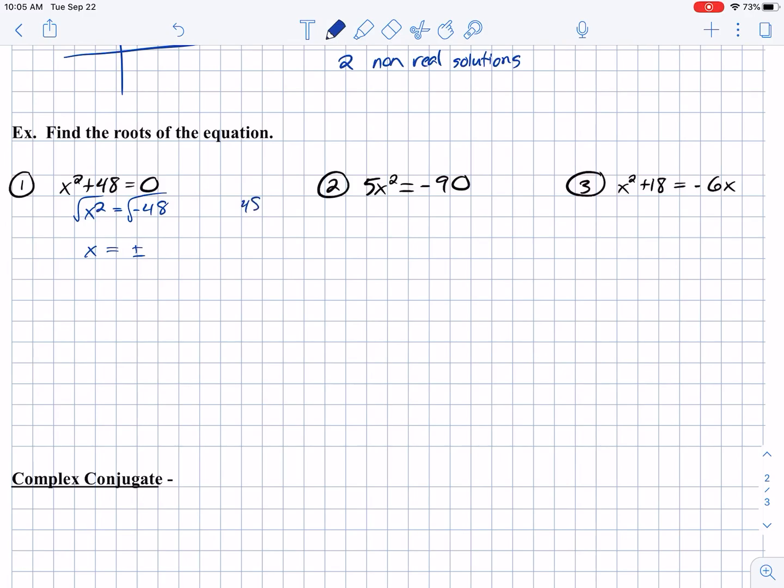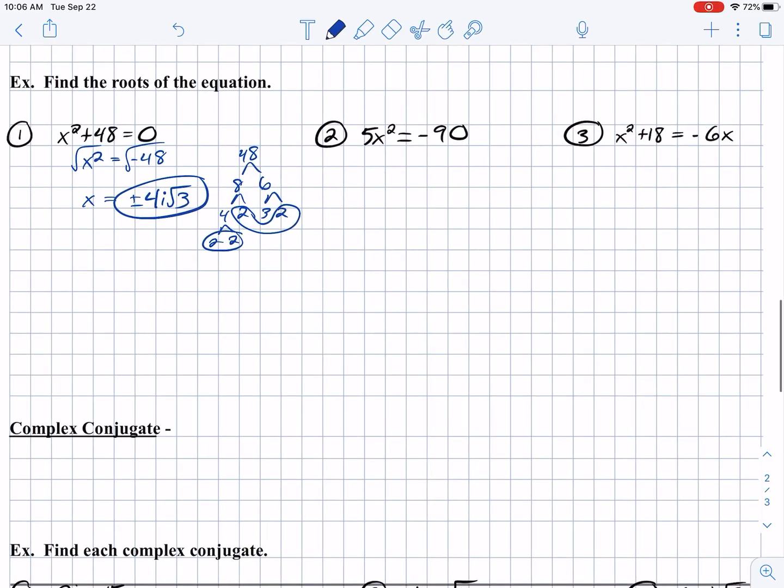For 48, make your factor tree. 8 and 6, 4 and 2, 3 and 2. So you have 2 perfect squares, right? You have 2 4s, so those come out as 2 times 2, which is 4. You need to take out your i for your negative root. And we're left with 3 underneath. 2 non-real solutions. Why don't you try 2 and 3 on your own, and we'll work those out when you are done.